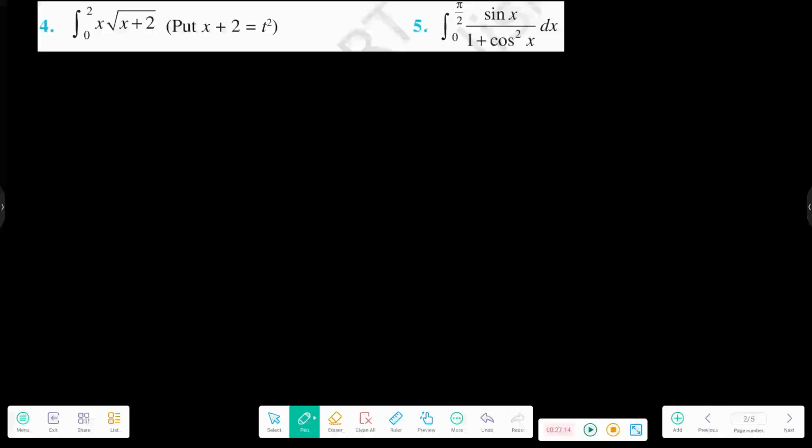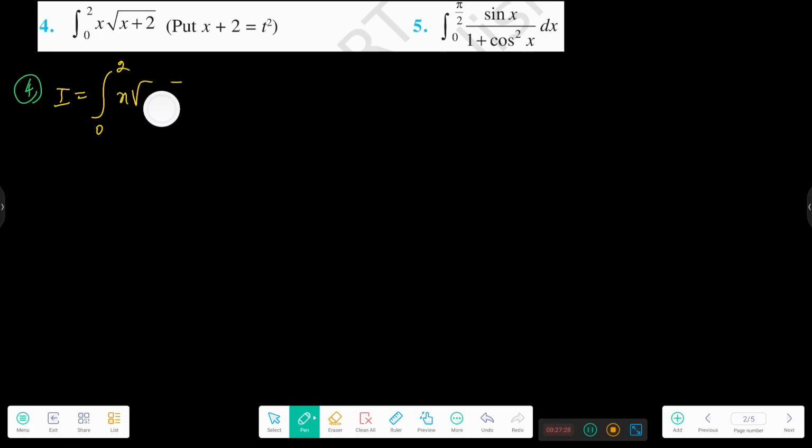Right. Next, question number 4. I is equal to integral 0 to 2, x into square root of x plus 2, dx. They missed out dx in the textbook, kindly write it. And they asked to take x plus 2 is equal to t square.